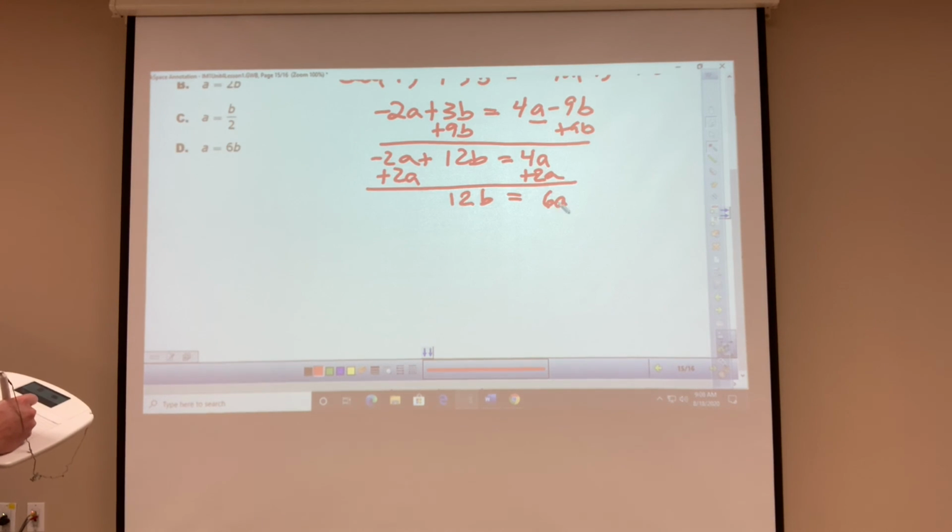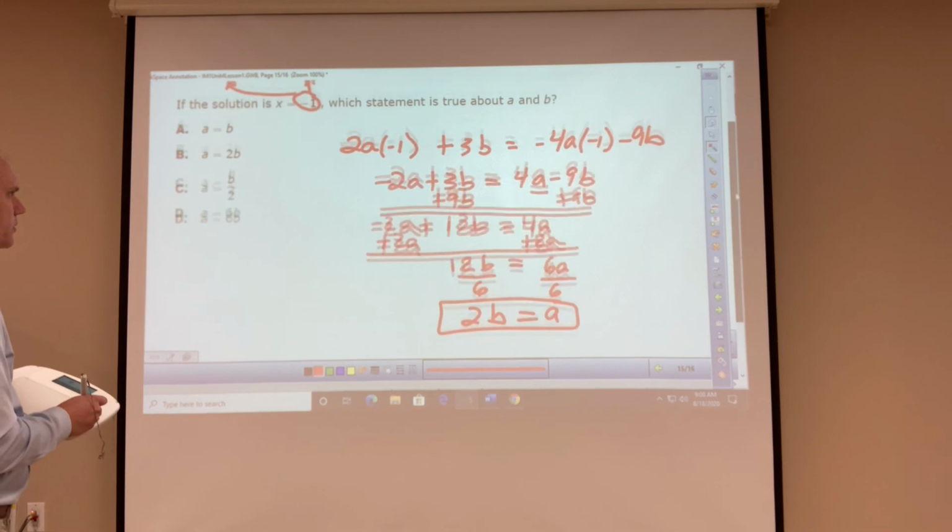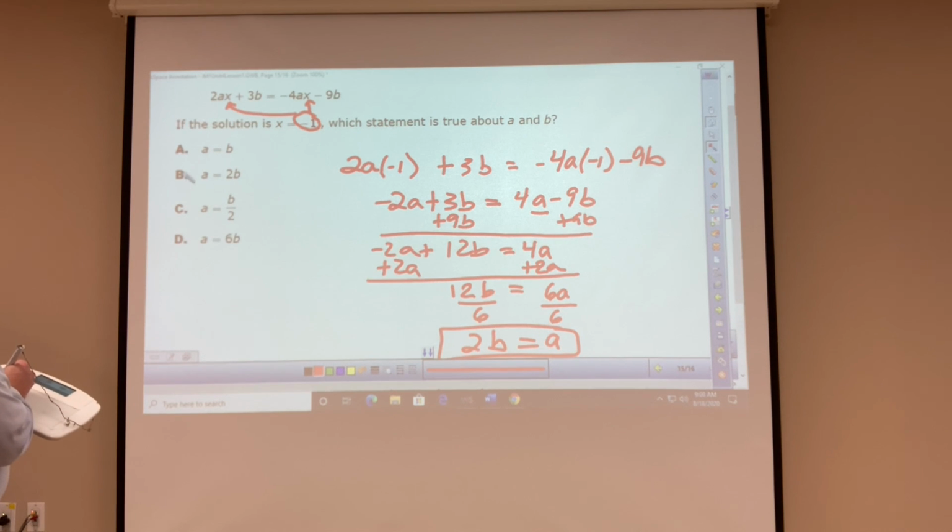All right, and then what we could do is divide by 6. If we divide both sides by 6, we're going to get a equals, let's see, 12 divided by 6 is 2. So 2b, a equals 2b. Let's go back up here. a equals 2b.